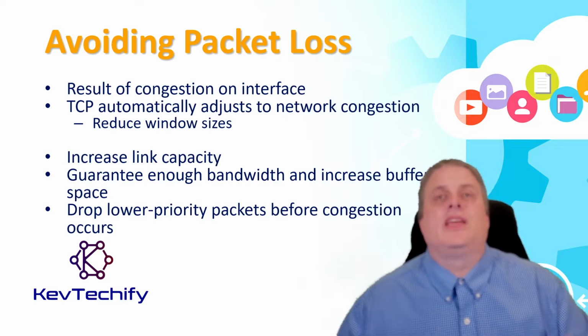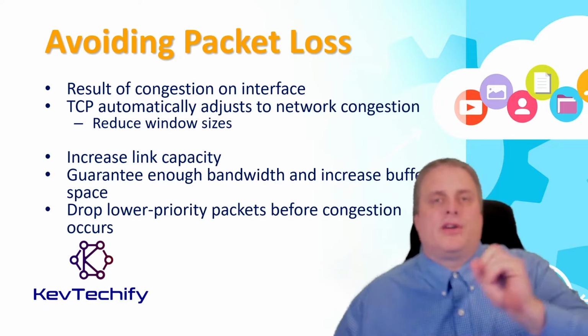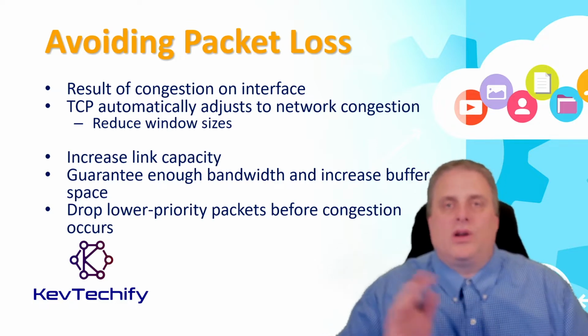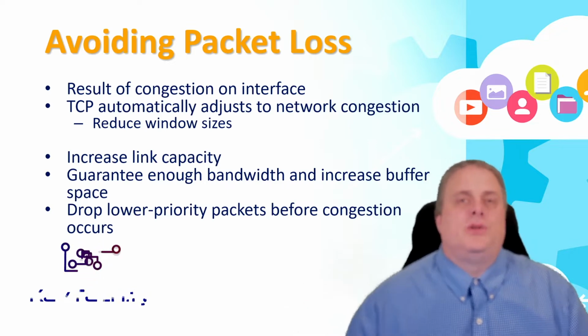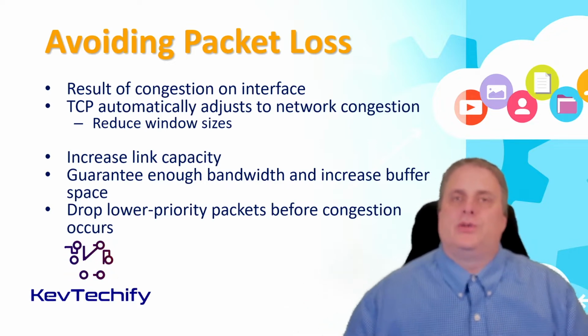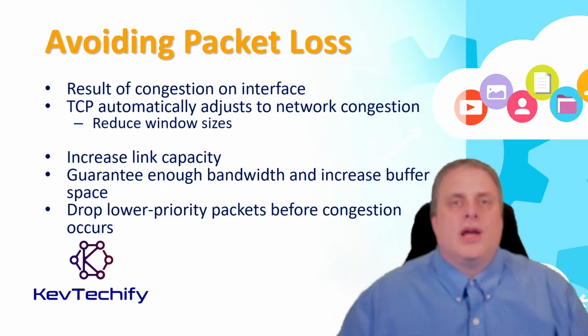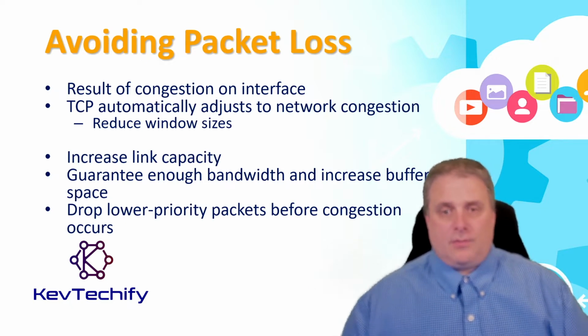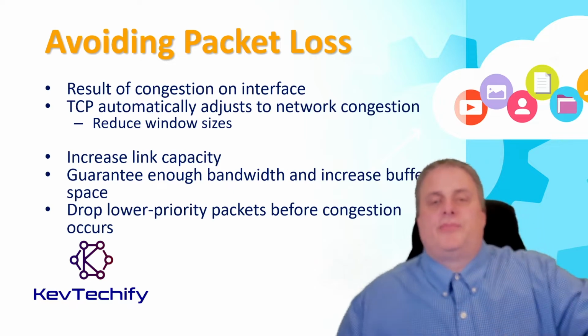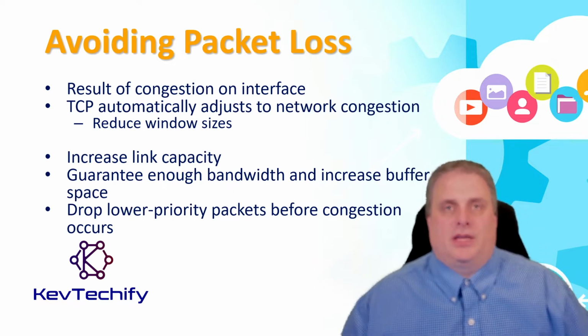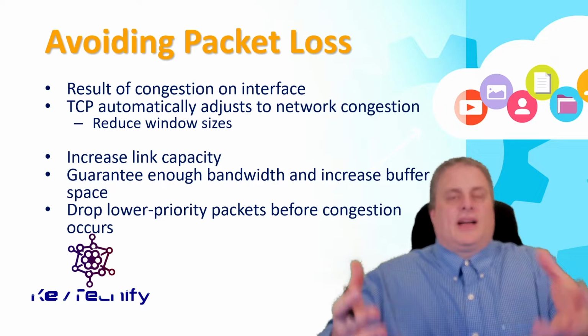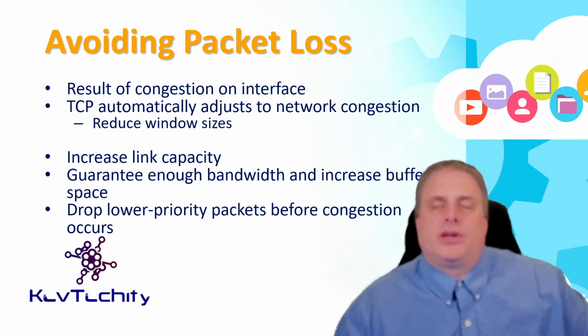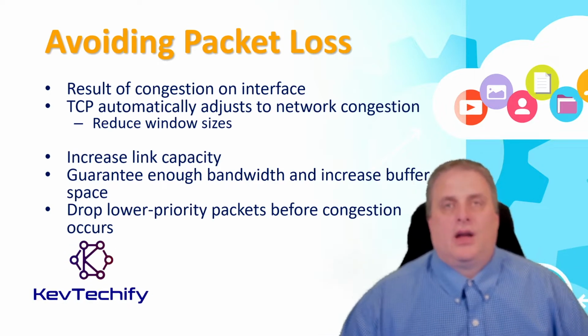Now, there's a couple things you could do to alleviate packet loss with this congestion. You could increase link capacity. You could upgrade your Fast Ethernet switch, that's 10/100, up to gigabit ports. Same thing with your routers. You could buy a more current router that has gig ports on it instead of 10/100 ports. You can guarantee enough bandwidth or increase buffer space. So we can get a higher bandwidth, and that's what we talked about, getting those gig connections in there.